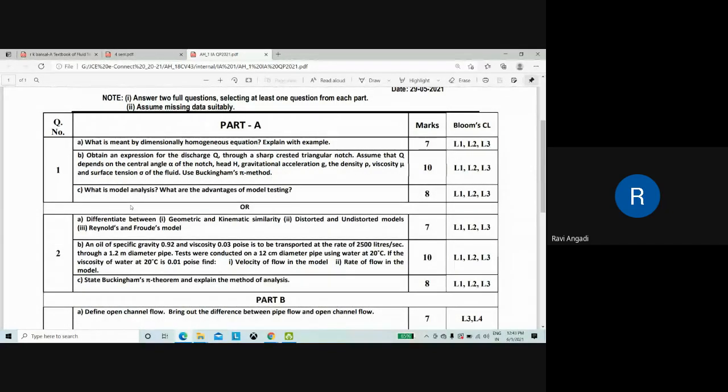A, I asked: differentiate between geometric and kinematic similarity, distorted and undistorted models, Reynolds and Froude's model. Many of you have written only the definition here. Geometric means it is shape wise similar to the prototype, and size wise it is smaller, but you have to write the linear dimension ratios. Kinematic means you should write the ratios of velocity, acceleration, like this. You have to give the example. Then the distorted, again, what do you mean by distorted model?